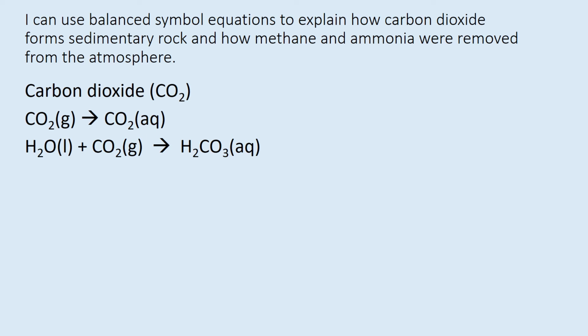Now that CO3 bit, that is what is known as a carbonate ion, and sedimentary rocks basically contain the carbonate ion. So that carbonate ion gets absorbed by things like sea creatures, and they form their seashells out of it, and then of course their shells get crushed and form things like limestone. So it's that carbonate, or CO3 2- ion that's the important bit there.